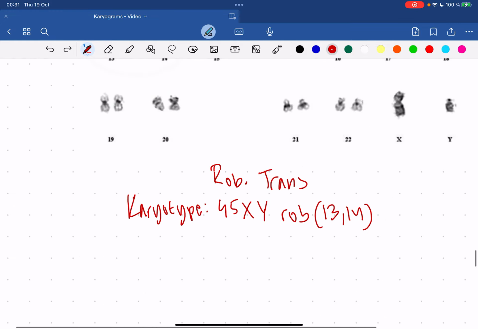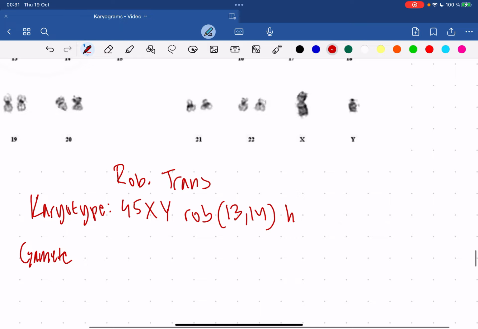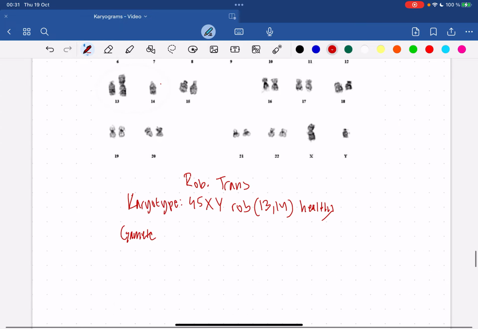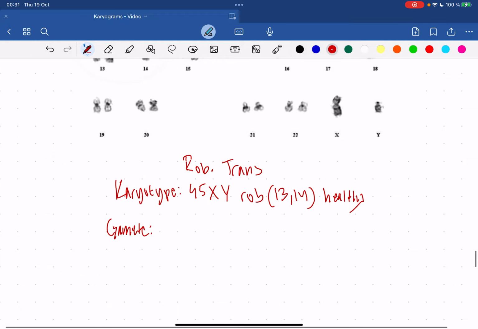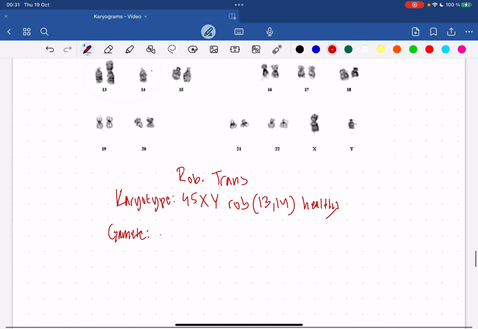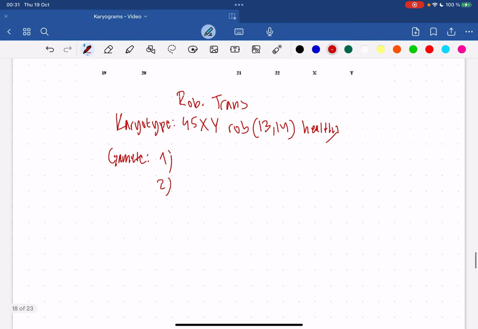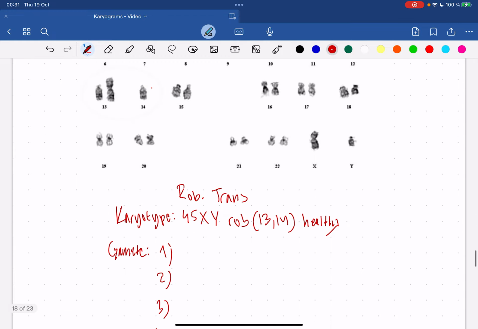Okay, now for the gamete, or actually this is going to be a healthy person. Why? Because they haven't lost nor gained any information. They've just switched the information in how it's structured. So for the gametes, there are going to be, of course, 6 different options: 1, 2, 3, 4, 5, 6. The first one is going to be a healthy 23, X or Y.